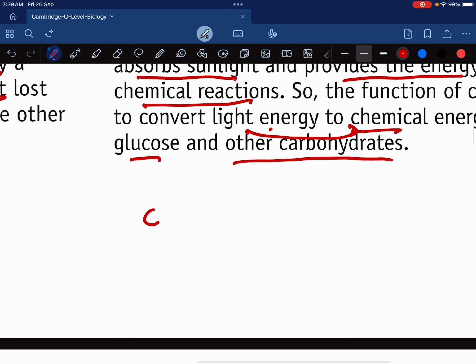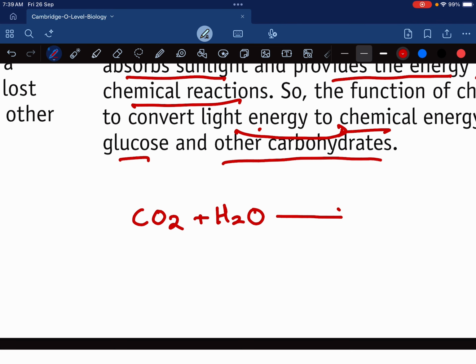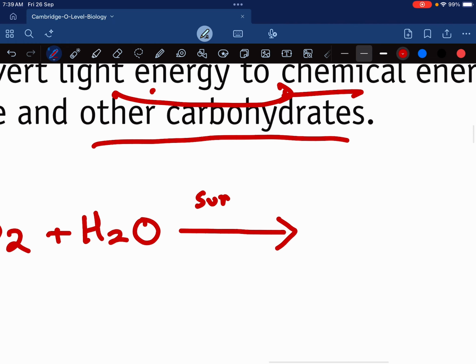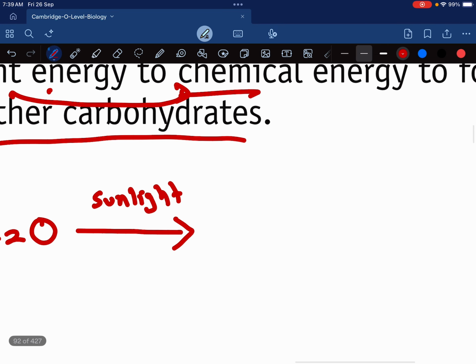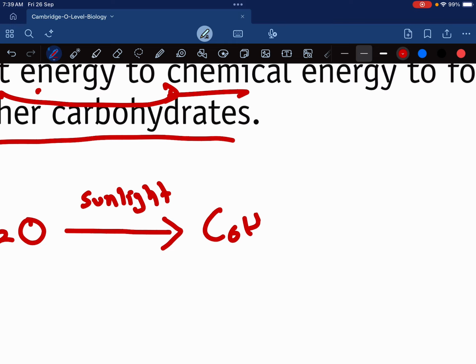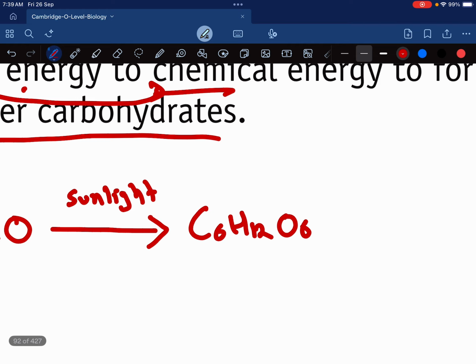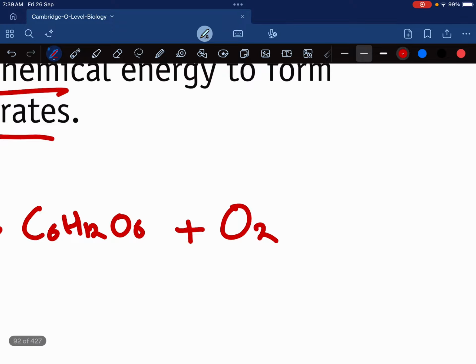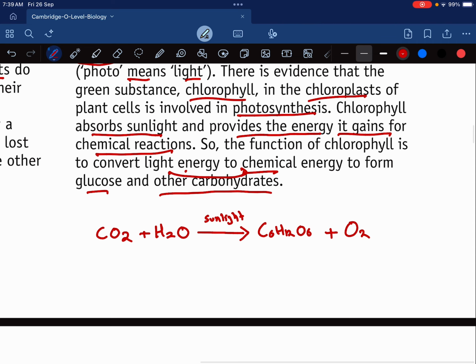The formula of photosynthesis, as we learned, uses carbon dioxide from the air, takes in water from the roots, from the soil, and uses sunlight as its energy source to make C6H12O6, which is the carbohydrate molecule that the plant cell uses to carry out a lot of its functions, plus oxygen. So that's what's going to happen, right?